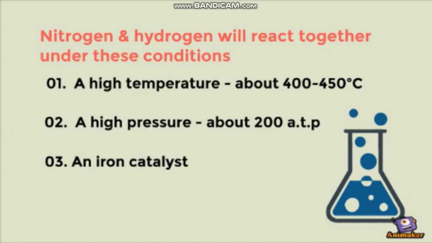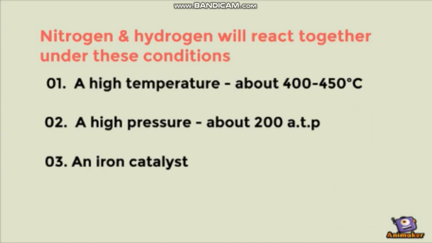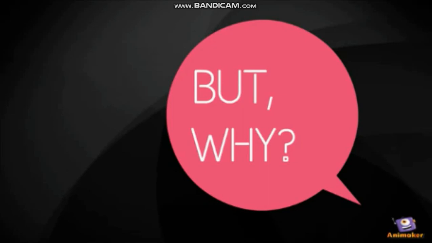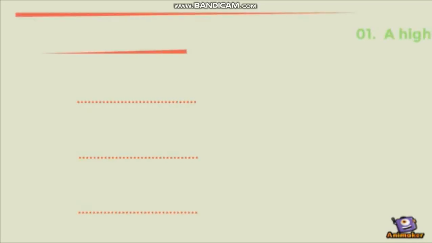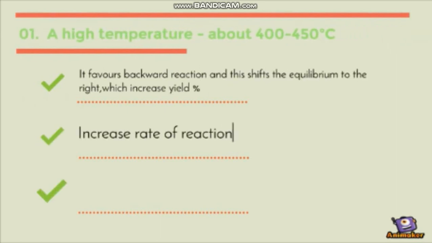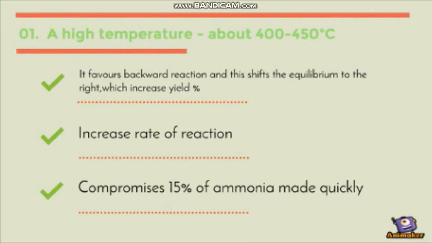Nitrogen and hydrogen will react together under these conditions: a high temperature, about 400 to 450 degrees Celsius, a high pressure, about 200 atm, and with an iron catalyst. But why? Number 1, a high temperature. It increases the rate of reaction and produces 15% ammonia made quickly.